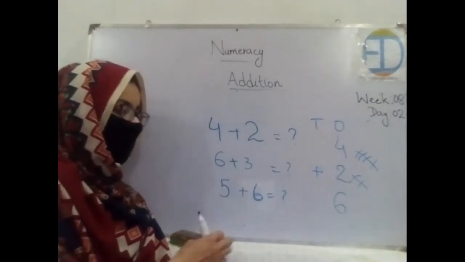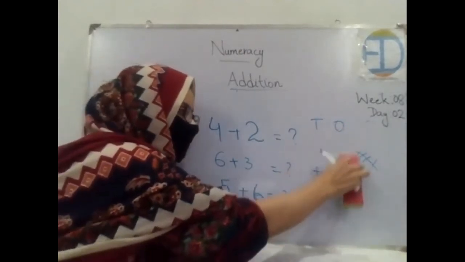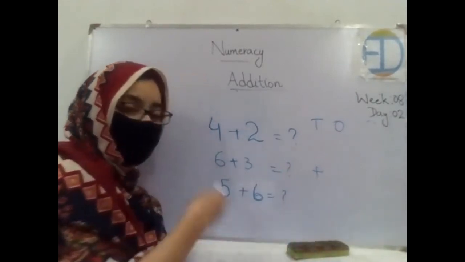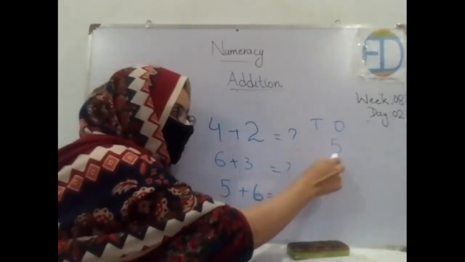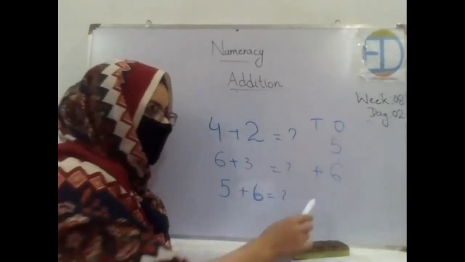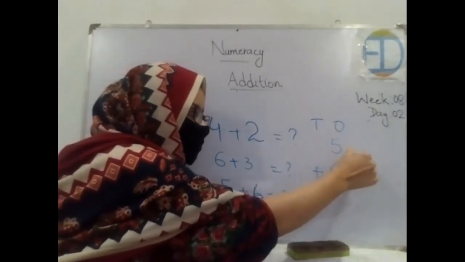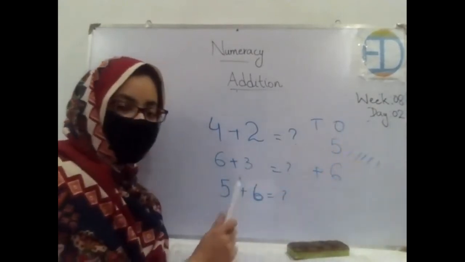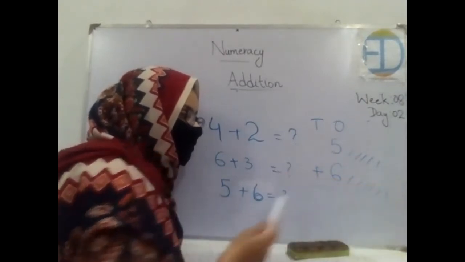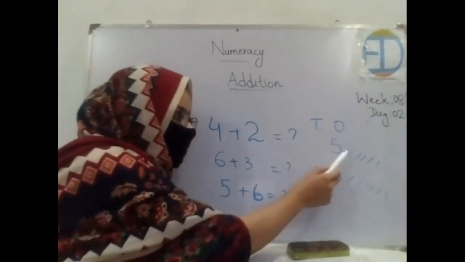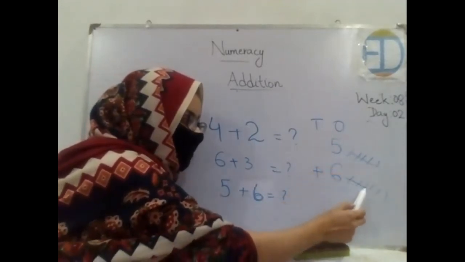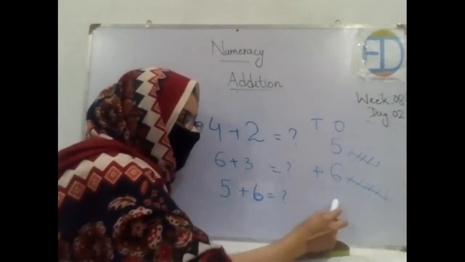Look at this one. The numbers are 5 plus 6, right? So what would be the first step? That we will be writing them in the vertical order. We have already written placing values over it. Now add them. 1, 2, 3, 4, 5. Draw 5 lines in front of this and 6 over there. Now start counting. 1, 2, 3, 4, 5, 6, 7, 8, 9, 10, 11.